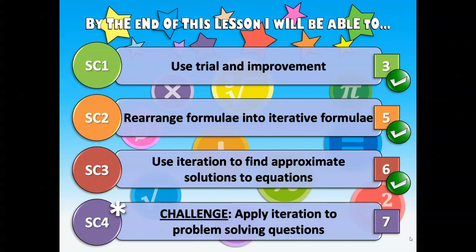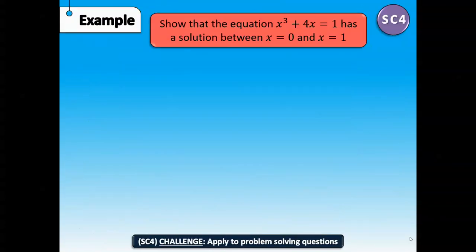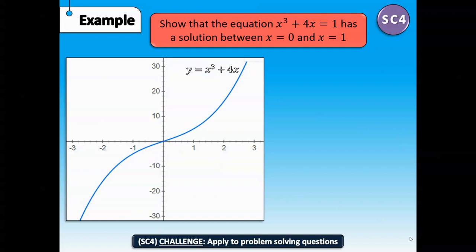So now we're going to move on to number 4, and this is to apply iteration to problem-solving questions. So finding roots. Show that the equation x cubed plus 4x equals 1 has a solution between x equals 0 and x equals 1. So here's the graph of x cubed plus 4x. And there's the line y equals 1. So the two lines cross there on the graph. So that is in between 0 and 1.